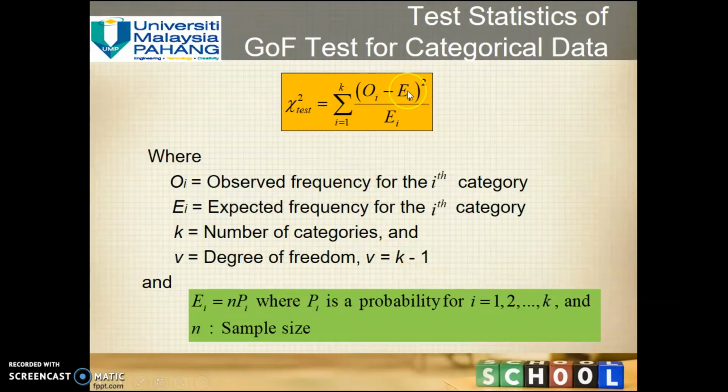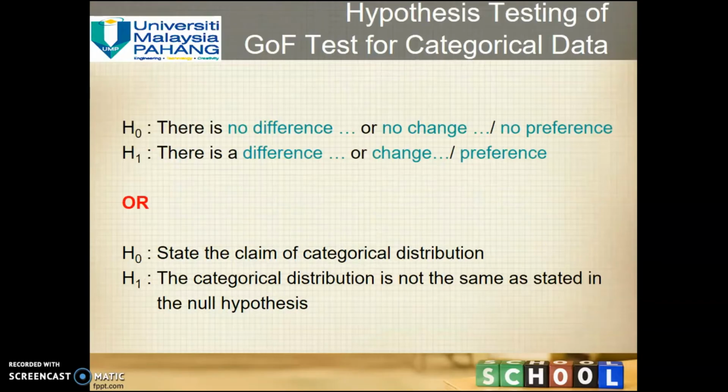Okay, so how to calculate the E here? E is n times p_i. N is the sample size, and p_i is the probability for each category, because i represents the category here. K is the number of categories. So how do we find the probability? It is based on the distribution of your data set. I will show later how to calculate the probability for 6.1.1.